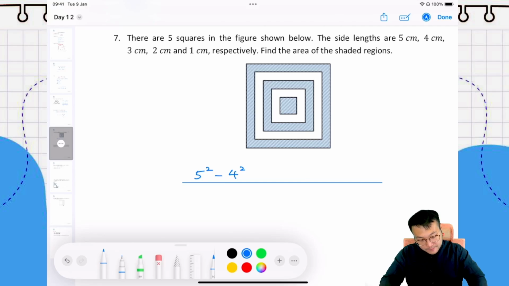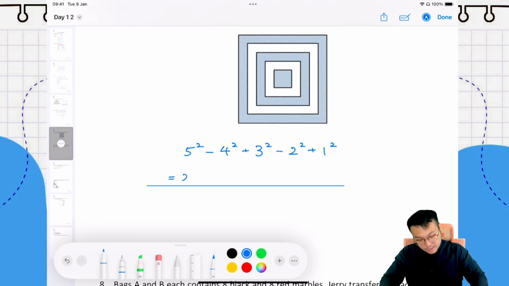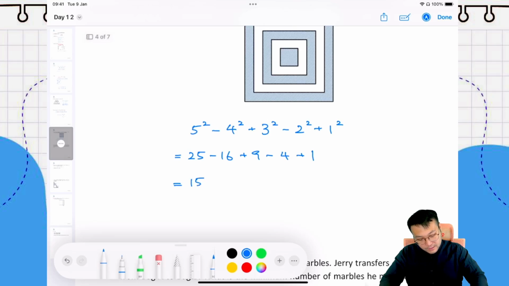Then let's look at the third one. The third shaded area, but don't forget to minus the smaller square. And don't forget to add the smallest one in the middle, right? So after you do this, what is your working? 25 minus 16 plus 9 minus 4 plus 1. And if you work it out, you will get an answer of 15. Ta-da! That's it, students. That is the answer.